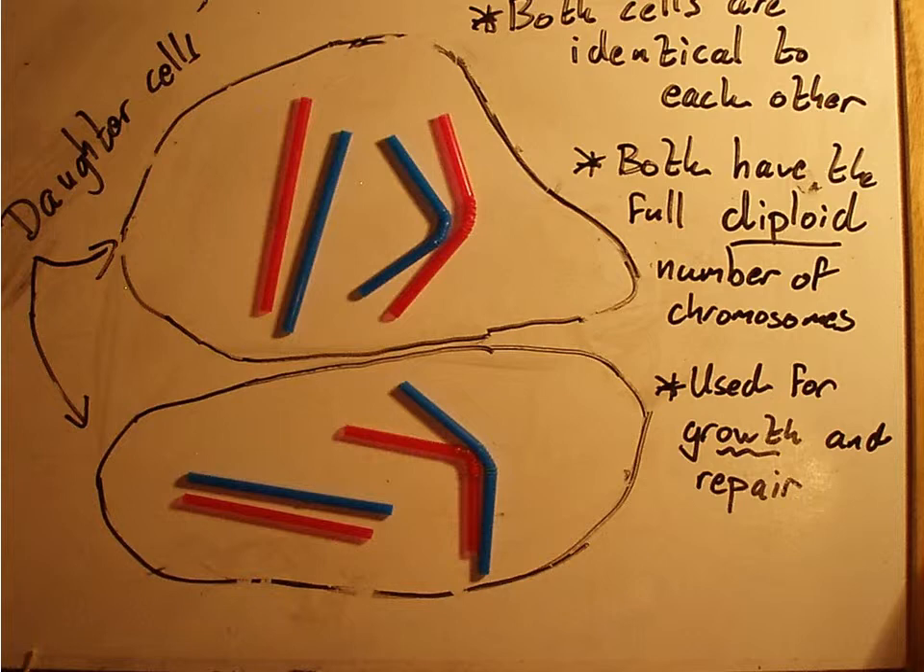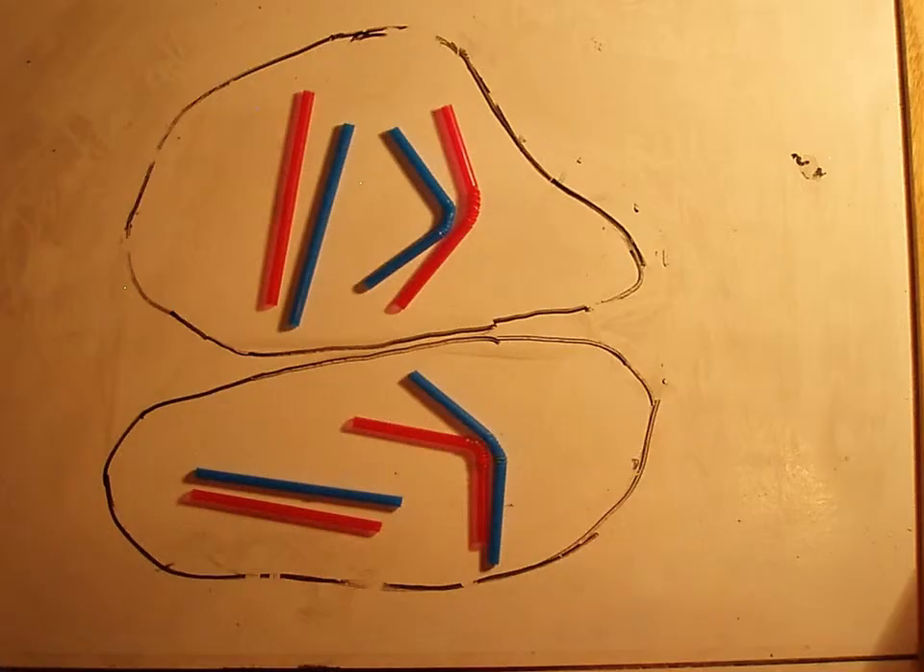Mitosis is used for growth and repair. It's also used for asexual reproduction among some organisms. Asexual reproduction is reproduction that doesn't need a sexual partner.